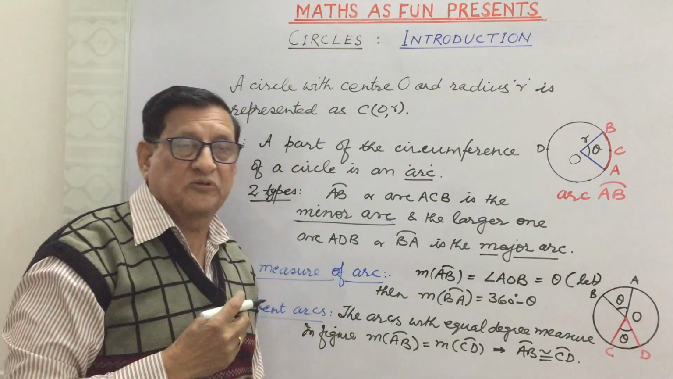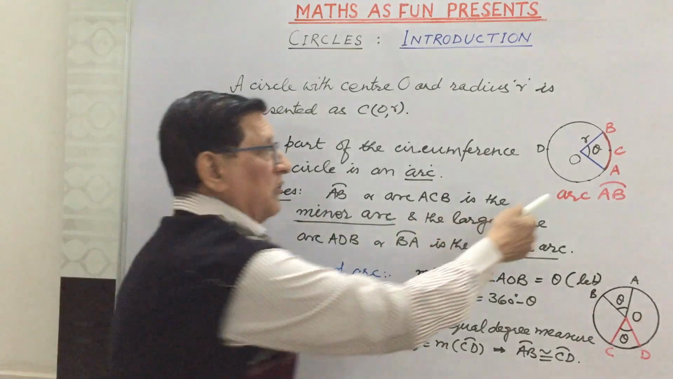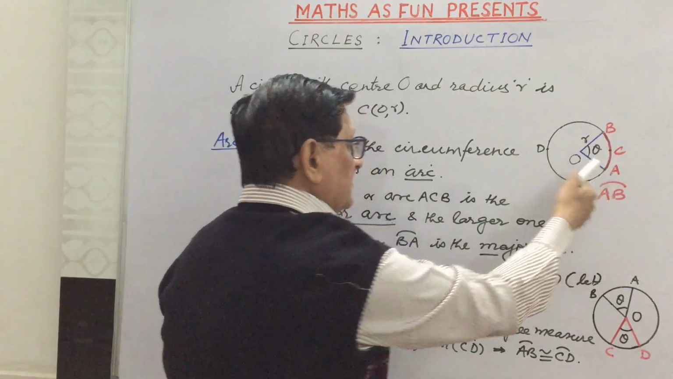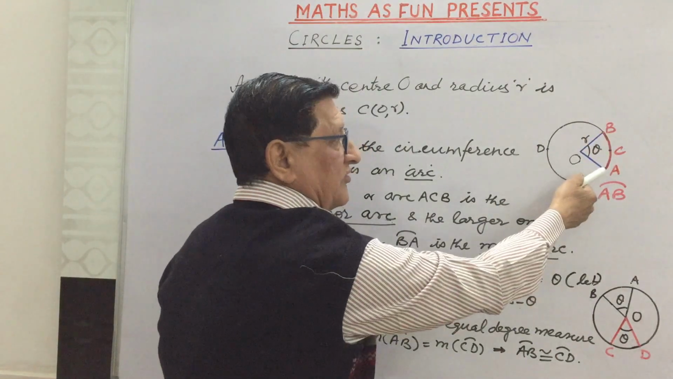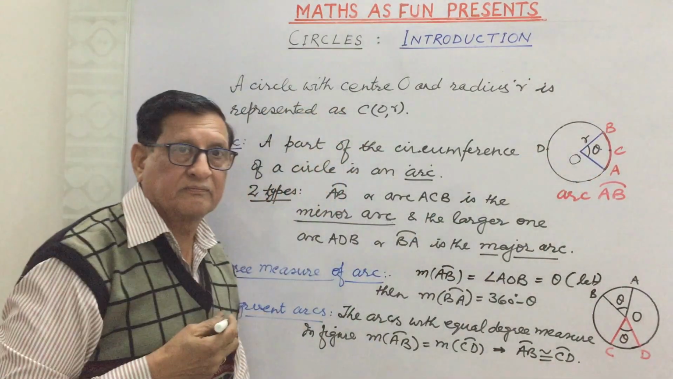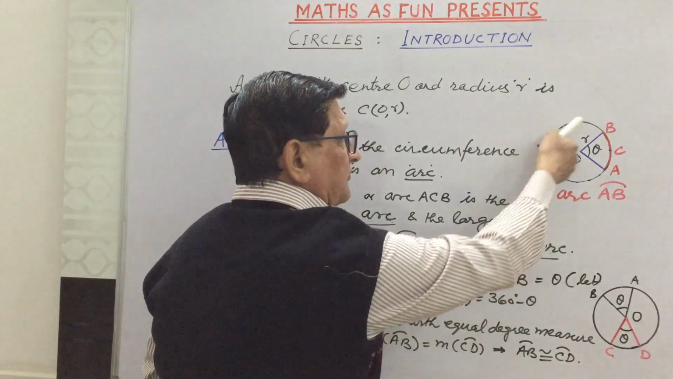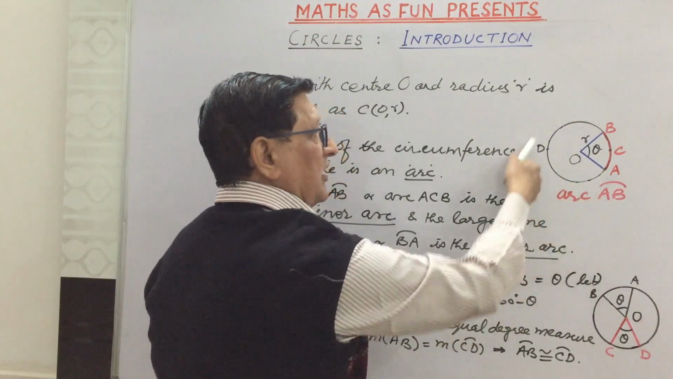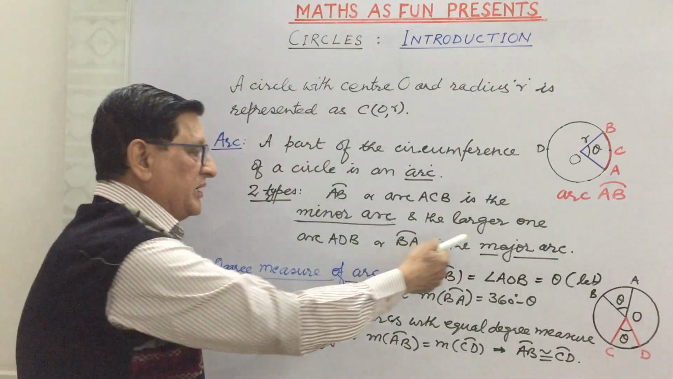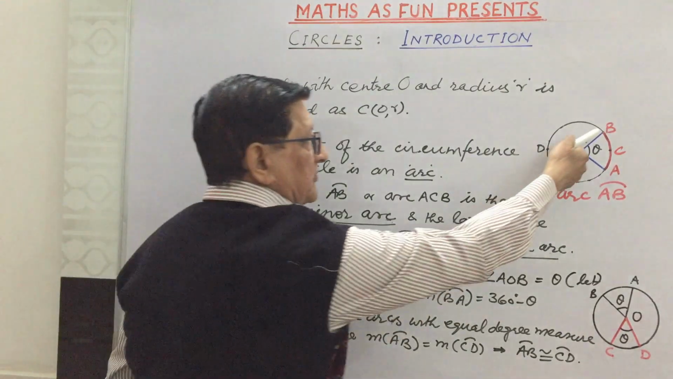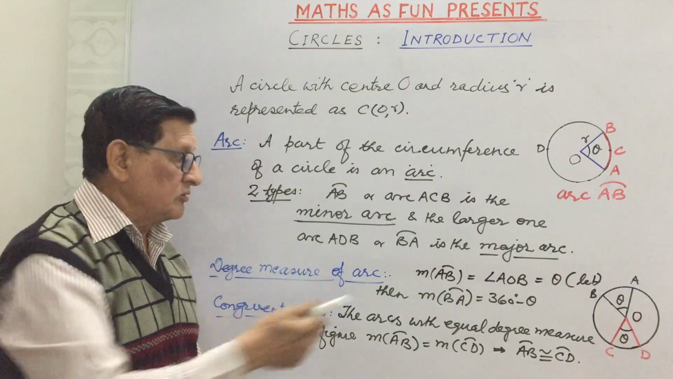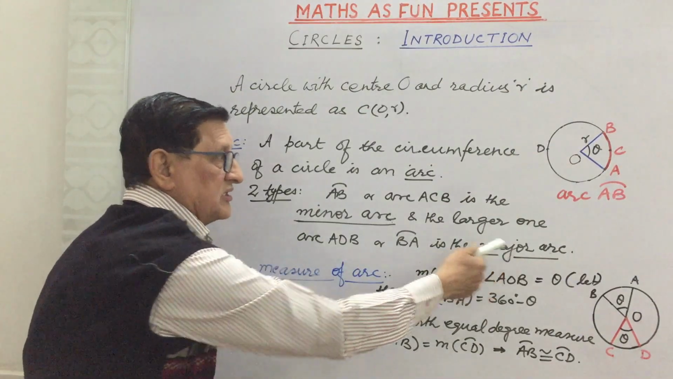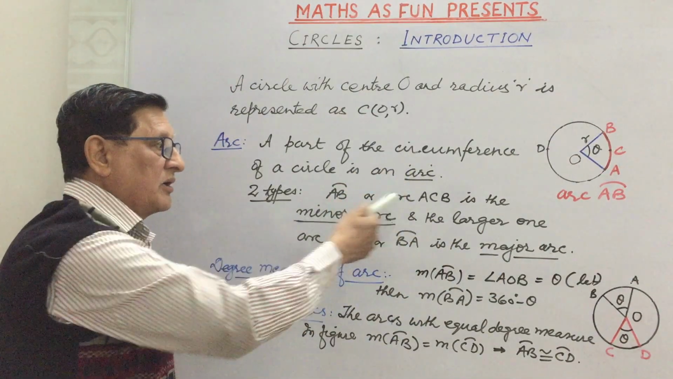Now we have two types of arcs. The smaller arc is known as the minor arc. Here AB is the minor arc, where we can write ACB. ADB is the larger part of the circumference. This is the larger arc, so we call it the major arc, and we can also represent it as BA. So here we have BA as the major arc, AB as the minor arc.